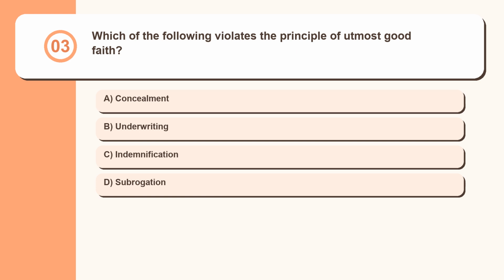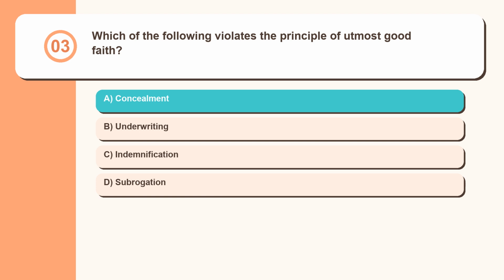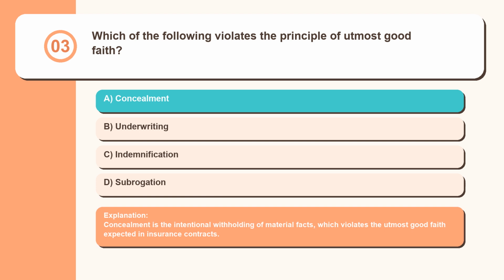Question 3. Which of the following violates the principle of utmost good faith? Concealment, underwriting, indemnification, subrogation. Concealment is the intentional withholding of material facts, which violates the utmost good faith expected in insurance contracts.